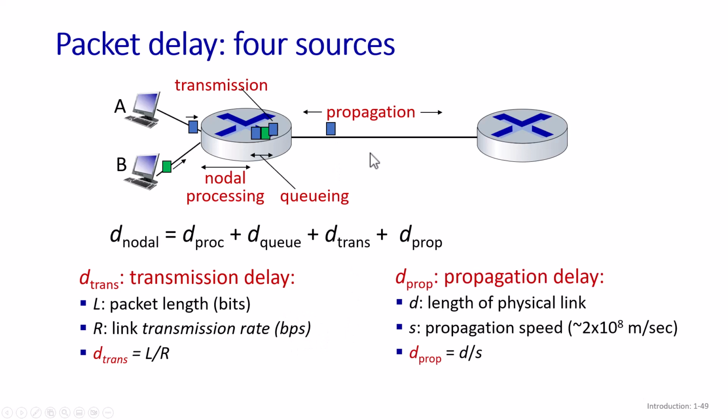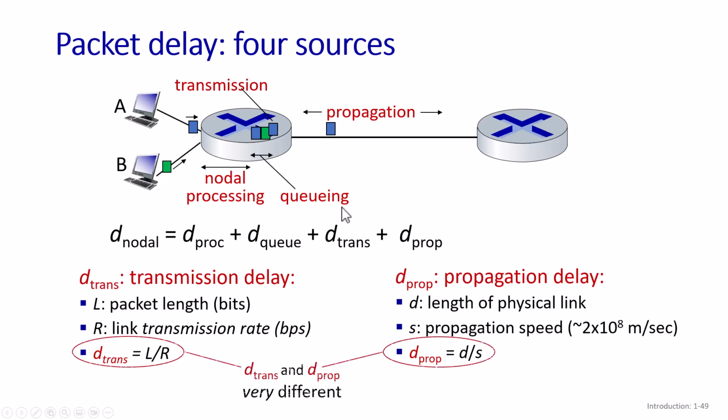Now we have the propagation delay. The propagation delay is D over S. D is the length of the physical link, and S is the propagation speed. Now this is basically distance over speed. So the propagation delay is actually for the packet to travel on this wire, and which is occurring at the light speed. So this propagation delay increases as the physical distance between these two routers increases.